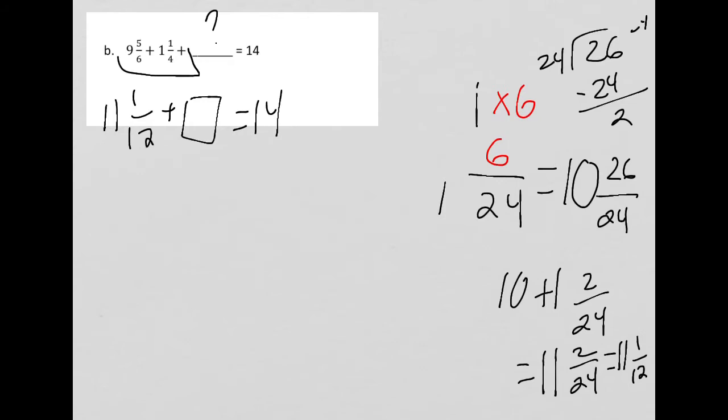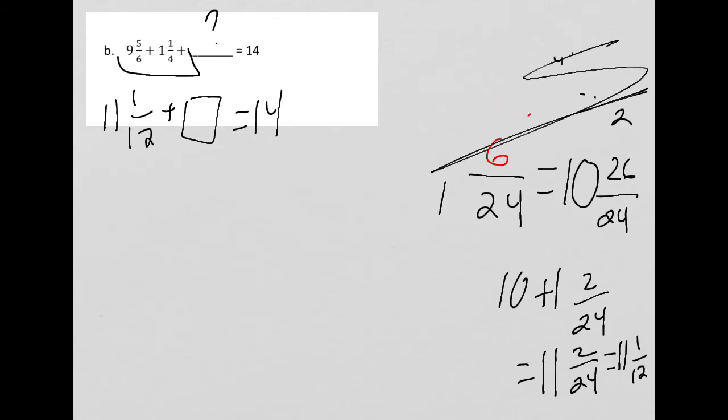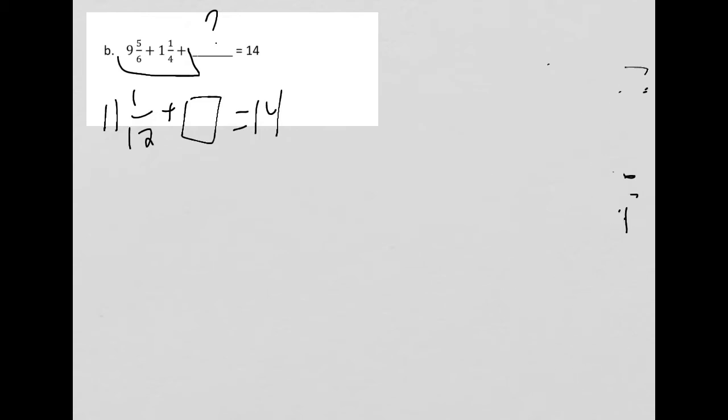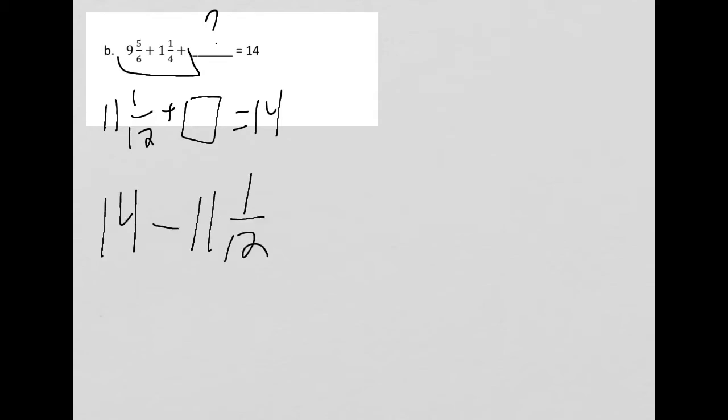So something plus 11 and 1/12 is going to give me 14. I know that I can think about this as a subtraction problem now, because it's going to be 14 minus 11 and 1/12, which will give me my mystery number. So I want to do 14 minus 11 and 1/12.